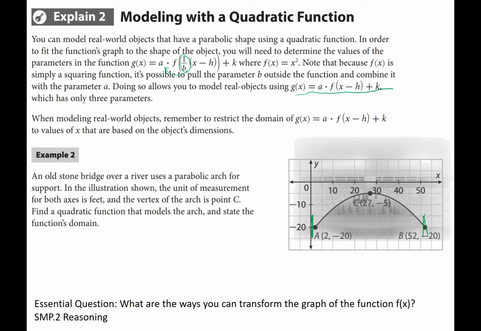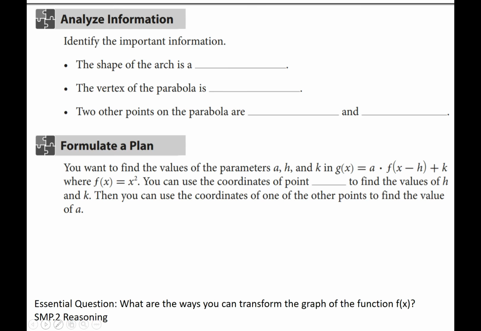In the illustration shown, the unit of measurement for both axes is feet, and the vertex of the arch is point C. We're going to find a quadratic function that models the arch and state the domain of the function. So we've got to find a function that models that arch for us. They're showing us really how to model this problem. We're going to analyze the information that we have.